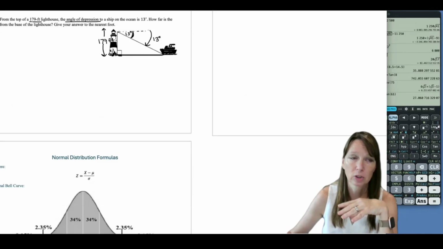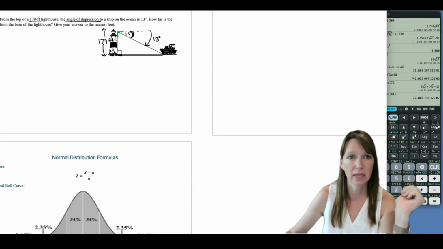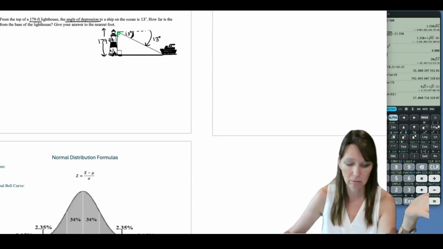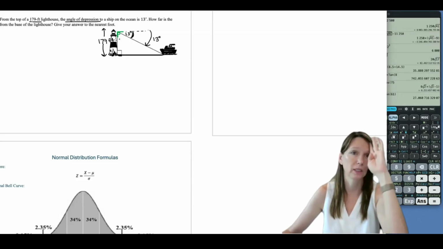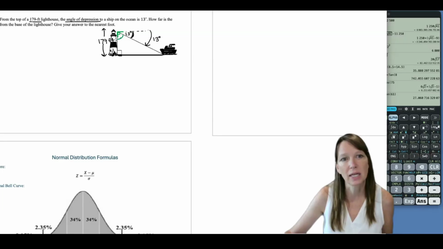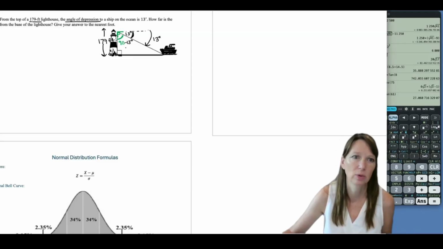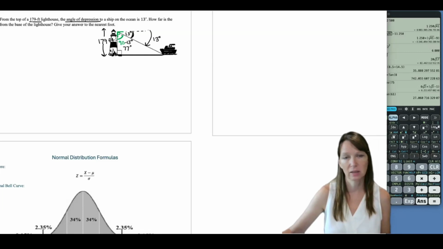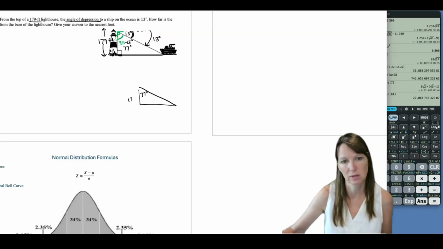My preferred approach is to think about this horizontal line and my vertical line of the lighthouse as a 90-degree angle, because they're 90 degrees from each other, they're perpendicular. So this inside angle from the top of the lighthouse is going to be 90 degrees minus the 13 degrees. Okay, so we know that that is going to be 77 degrees inside the triangle. So, like this is 77 degrees here, and then 179 feet.